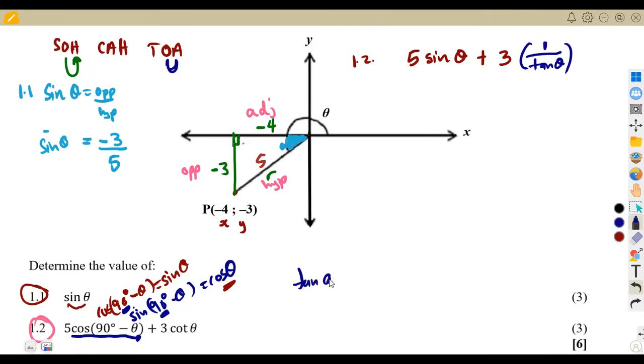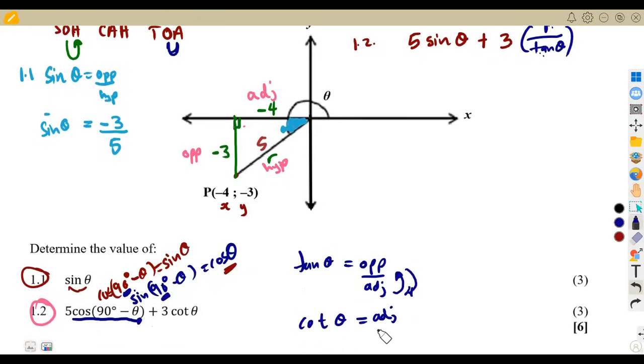The value of tan theta is opposite over adjacent. And cot theta is 1 over tan, which is the reciprocal. So the reciprocal means you are going to interchange this. So that means the cot of theta is going to be given as the adjacent over the opposite, since this time you interchange.